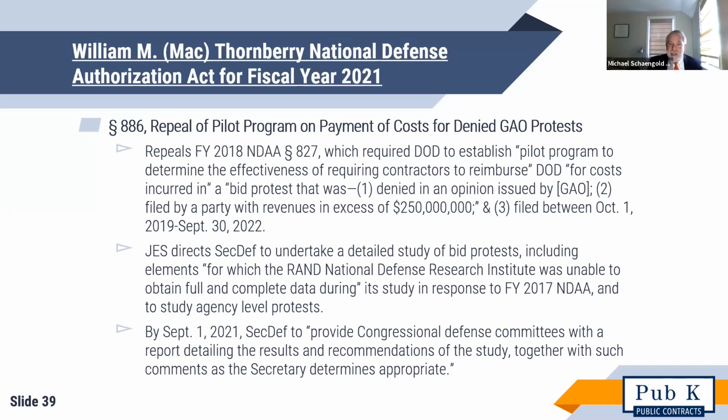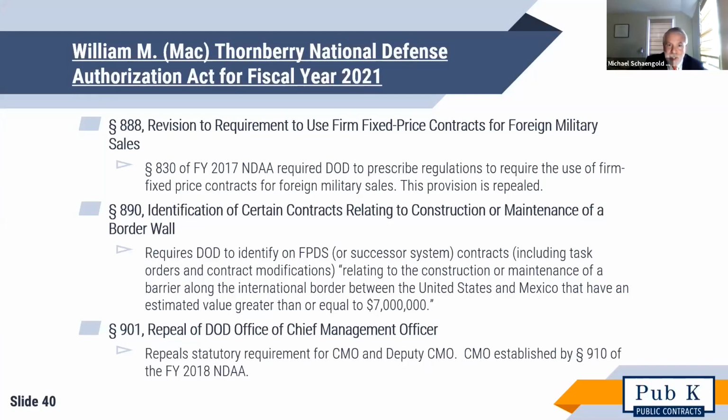Also required is a study of agency-level bid protests that builds upon Professor Chris Yukins' recent study submitted to the Administrative Conference of the United States. I will go through a couple of other items quickly. Section 890 requires DoD to identify on the Federal Procurement Data System any contracts for border wall construction or modifications affecting the Mexican border of $7 million or more. Section 901 repeals the short-lived office of the Chief Management Officer of DoD.